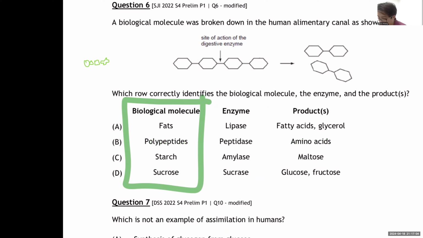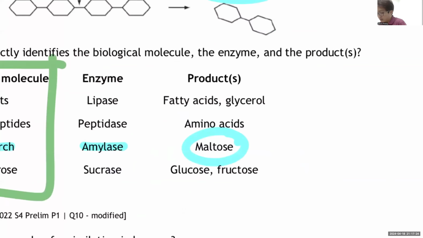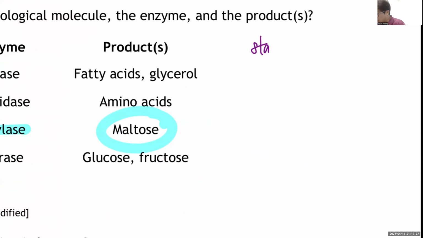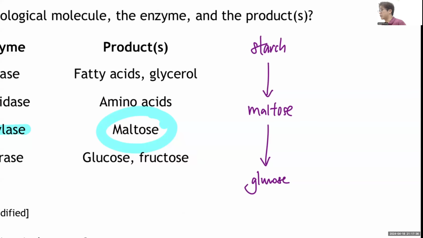So therefore, it has to be starch broken up by amylase. Please take note, this is a maltose molecule. Always remember, starch is digested by amylase into maltose. Please do not make the mistake of saying starch is digested into glucose. So it is not a direct process: starch, maltose, glucose, amylase, and then maltase.